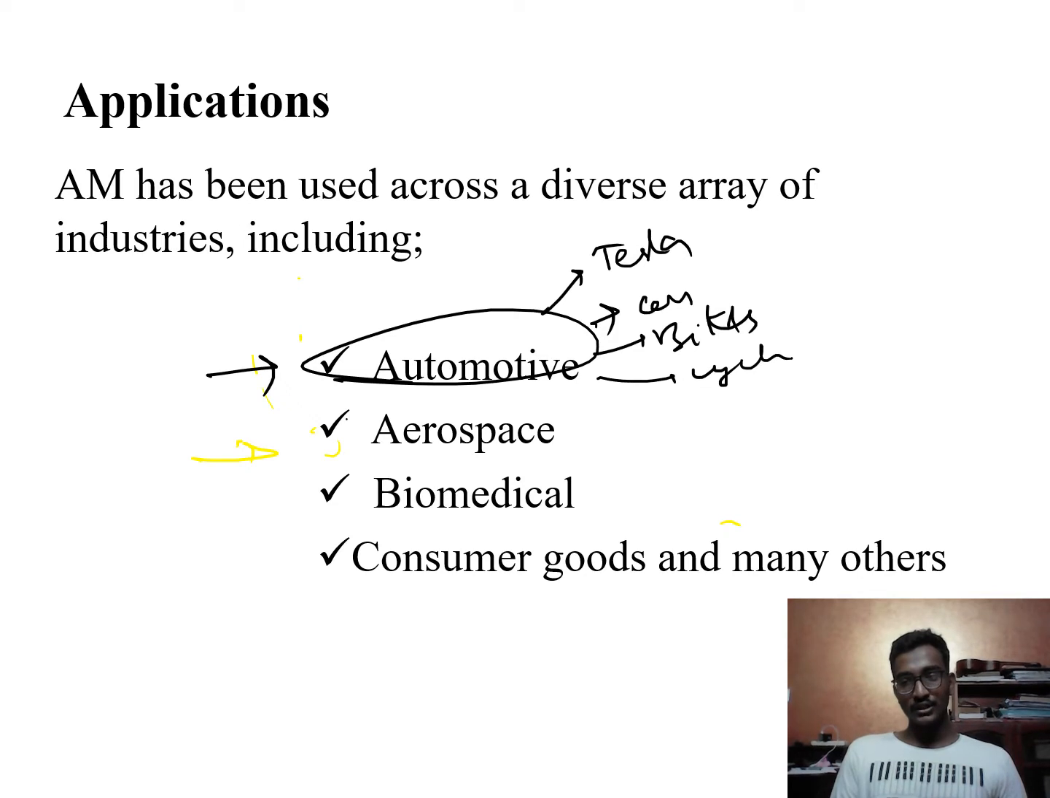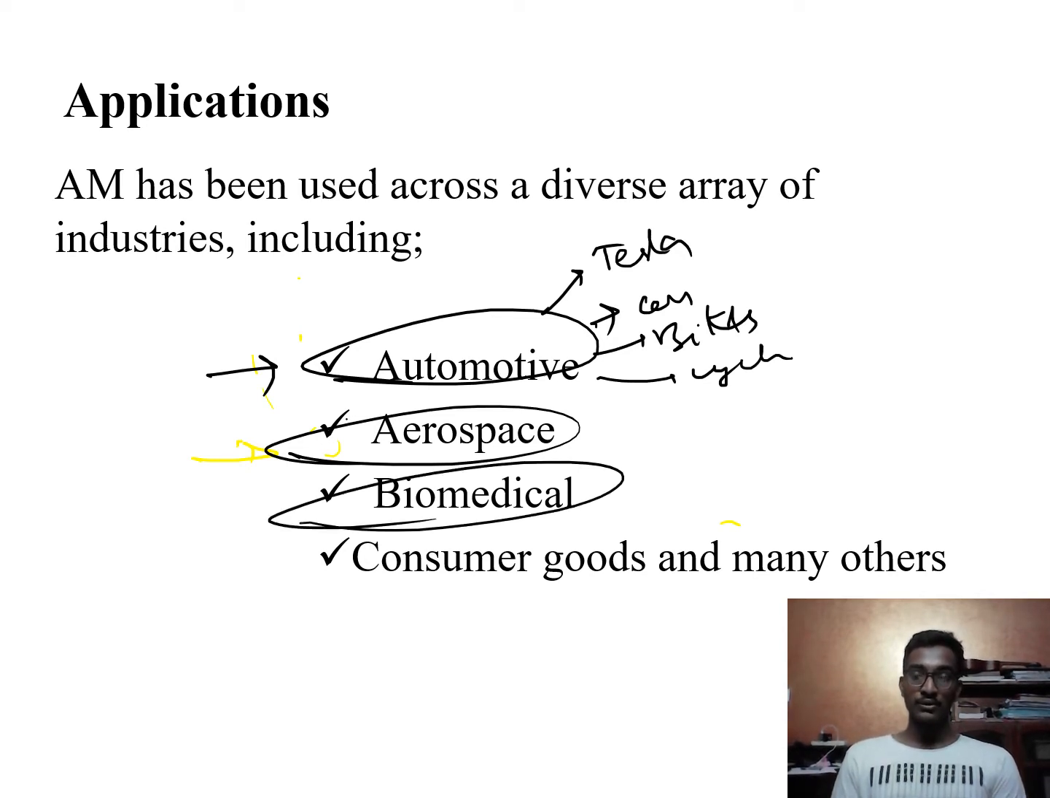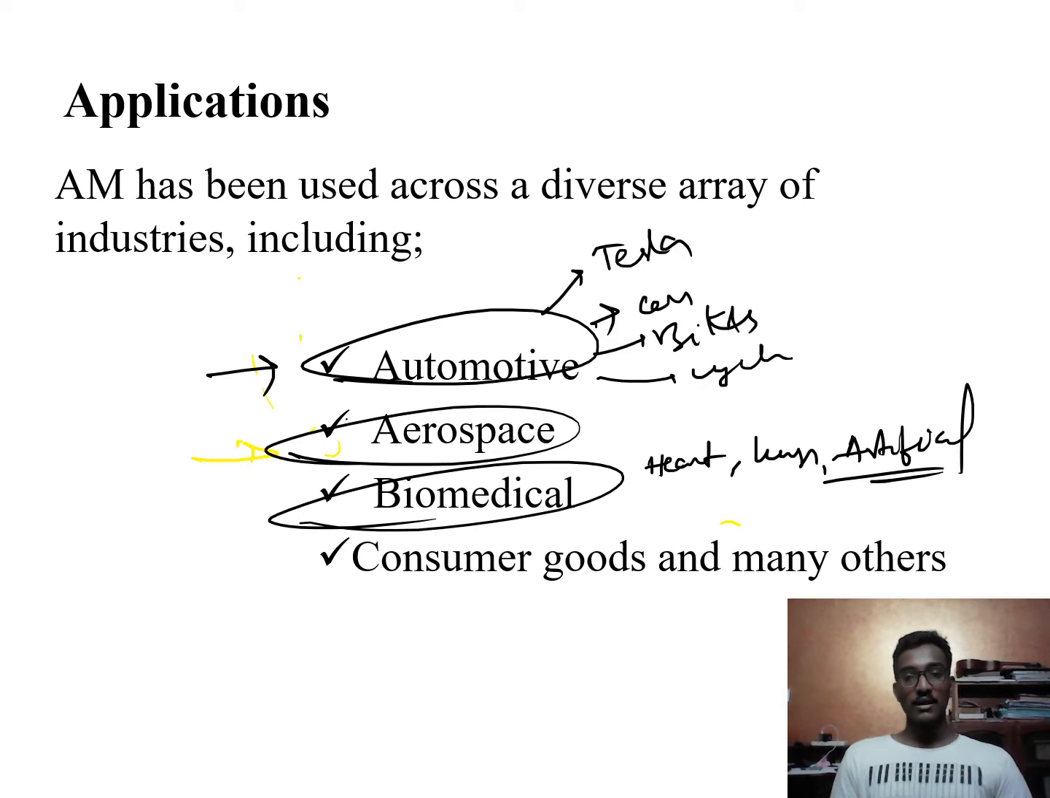And aerospace, mostly used in aerospace because of the reduction of weight ratio and density ratio. And biomedical, it's been used in heart, lungs, and a few other prosthetics. Many things are made artificially. Finally, consumer goods, which are basically custom made, right?